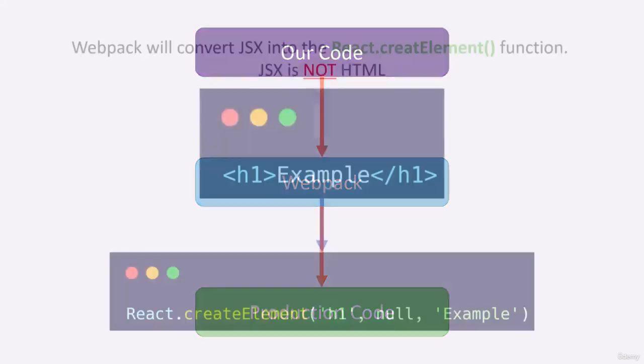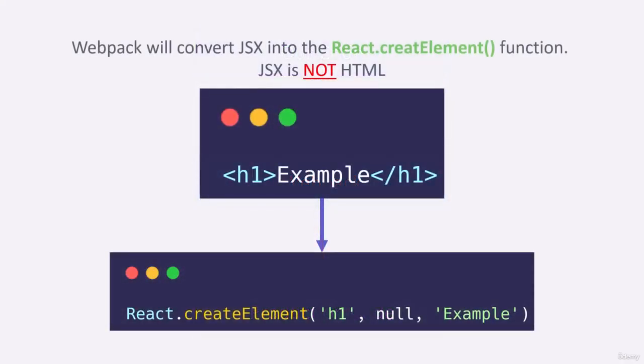So, what is JSX? The developers of React have created an extension for JavaScript. It's called JSX. It's a syntax that allows HTML-like code to be written in a JavaScript file. Before files are delivered to the browser, JSX will be converted into the createElement function. Here's an example. To be clear, JSX is not HTML. The syntax is similar, but there are differences. Not everything from the HTML language will be available in JSX.